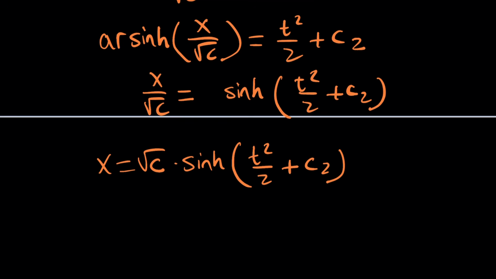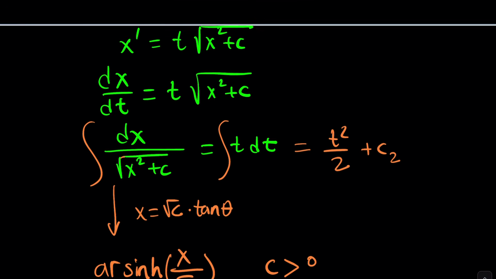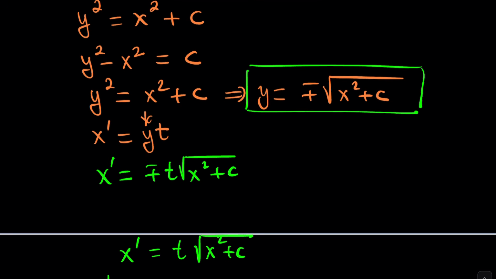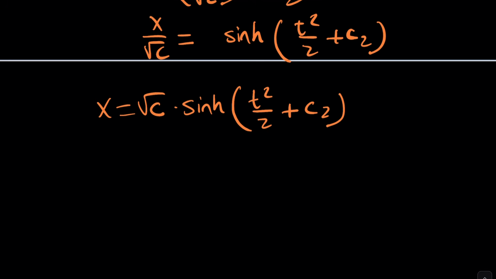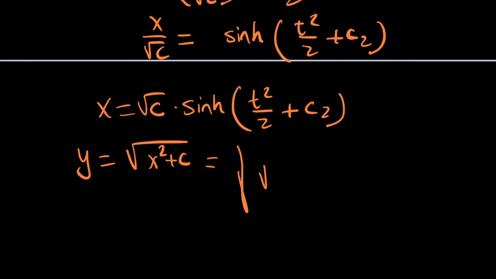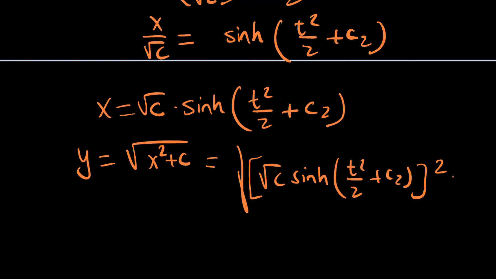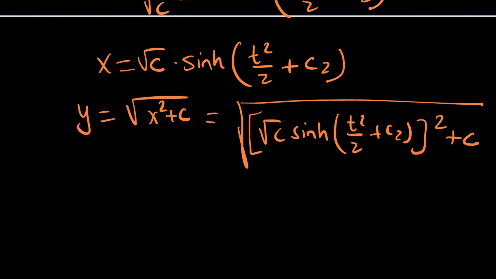But guess what? We also have a formula for y, right? We know from here, remember, y is equal to this. But remember, we took the one with the plus sign. So y is equal to the square root of x squared plus c. So x squared is just going to be this expression from here, square root of c times sine hyperbolic, t squared over 2 plus c2, and you're supposed to square the whole thing, right? This is x, square it, and then you add c to it, and then take the square root. You can't really simplify it anymore, but that's going to be the y value in this expression.